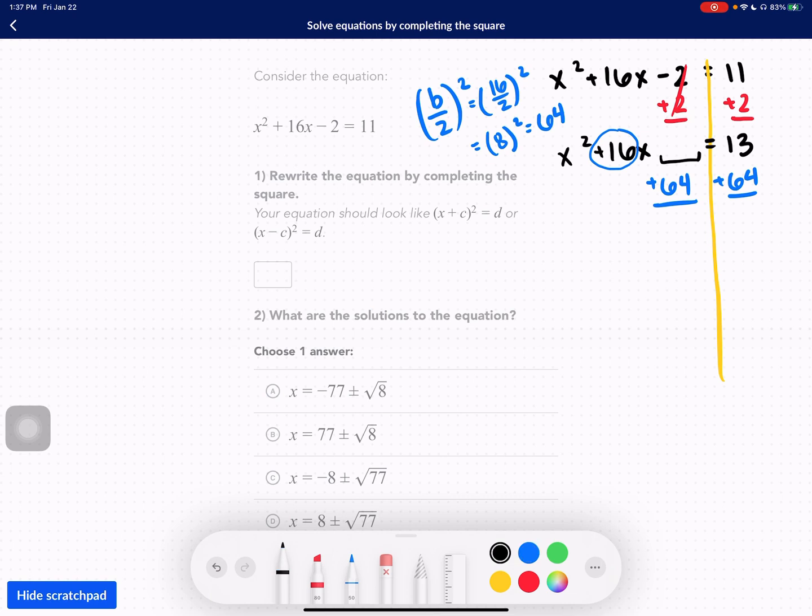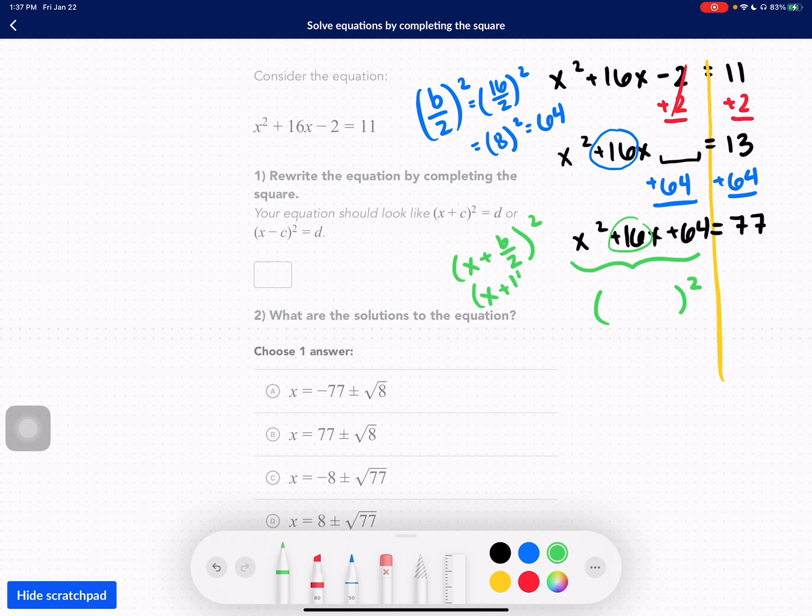So now if we rewrite this, we have x squared plus 16x plus 64 equals 77. All right. So now we have to write this part on the left in complete square form, or perfect square form, like this. So the way we do this is we always do x plus b over 2 squared. Our b, once again, is still 16. 16 over 2 is 8. So this is going to be x plus 8 squared equals 77.